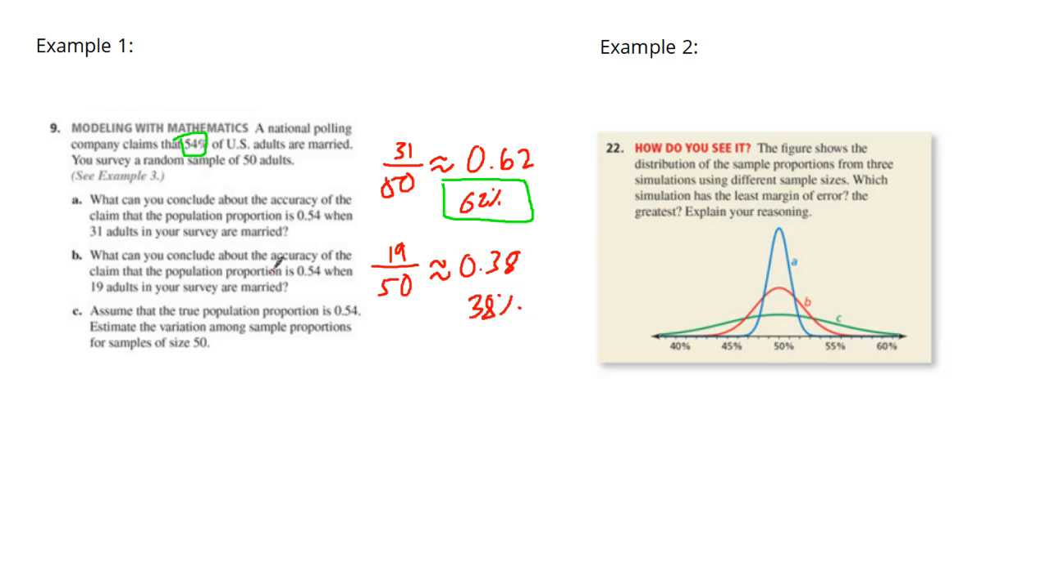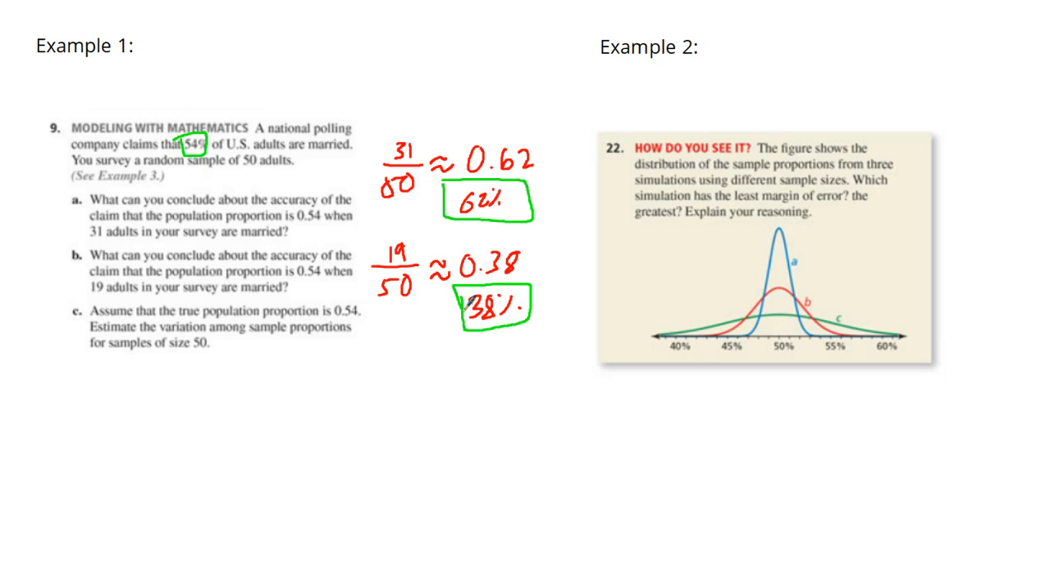So the accuracy of the claim depends on where you are and your biases, but generally, if it was all fair and dandy, the 54% claim is not very accurate for the 38%. However, we have part C now. Assume the true population proportion is 0.54. Estimate the variation among sample proportions for sample size 50.